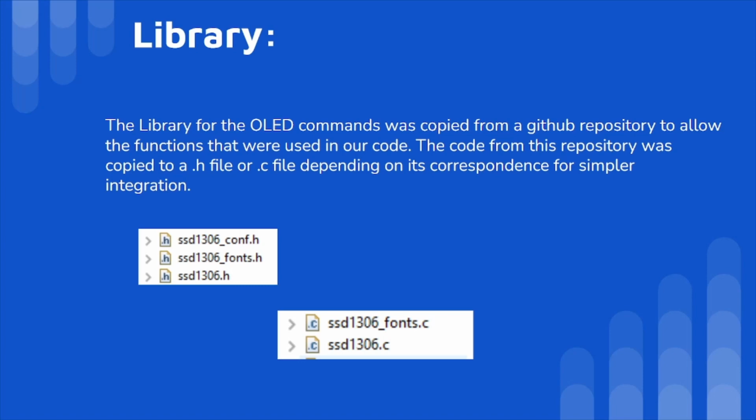So the library that we used to implement our project was gotten from a GitHub repository that allowed us to use a lot of the functions that were used in our code. The code from the GitHub repository was copied into a .h file or a .c file, respectively, in our code so that we could implement it.